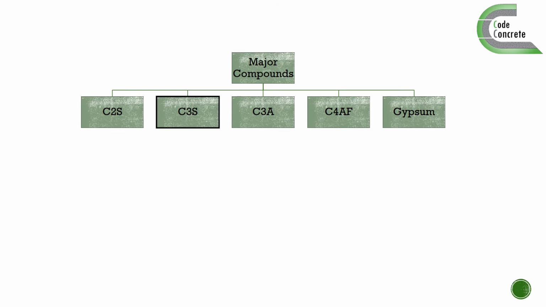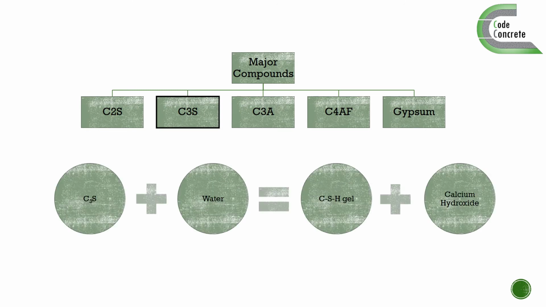Tricalcium silicate. The tricalcium silicate reacts to produce calcium silicate hydrate gel, calcium hydroxide, and heat. This reaction is considered to be moderately exothermal, having a rapid rate, and is mainly responsible for the early age strength of concrete. The hydration of tricalcium silicate affects the strength of the hardened concrete for about a year.